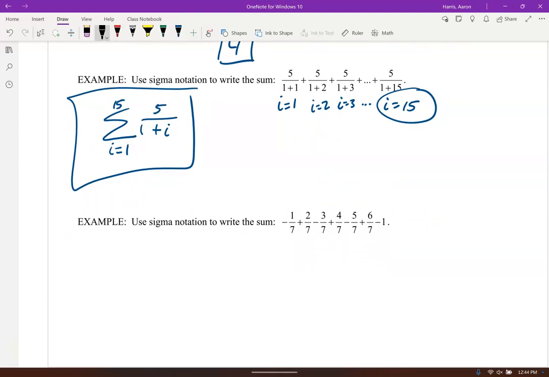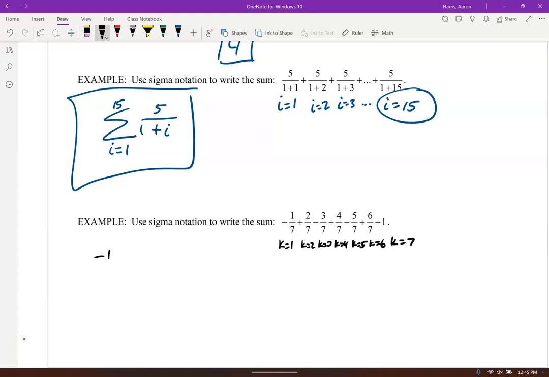Again, I like to write it below. Let me do it with k this time. So k is 1, k is 2, k is 3, k is 4, k is 5, k is 6, and k would be 7 on that last one. And do you notice how you have alternating signs there?